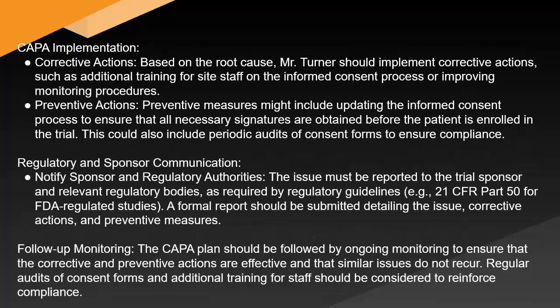CAPA implementation. Corrective actions. Based on the root cause, Mr. Turner should implement corrective actions, such as additional training for site staff on the informed consent process or improving monitoring procedures. Preventive actions. Preventive measures might include updating the informed consent process to ensure that all necessary signatures are obtained before the patient is enrolled in the trial. This could also include periodic audits of consent forms to ensure compliance.